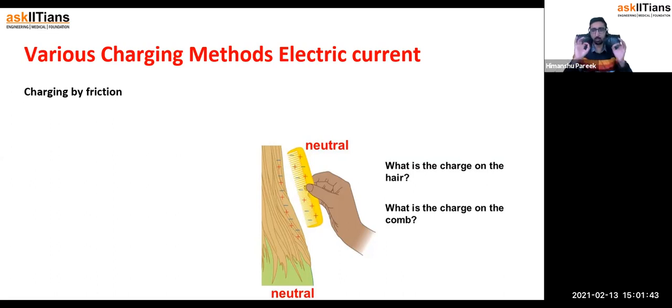So take the light small papers, and now first you comb your hair with that comb so that it becomes dry, and then you bring that comb near the papers. You would find that those pieces of paper are dancing. They're getting attracted by that comb now. Another example.